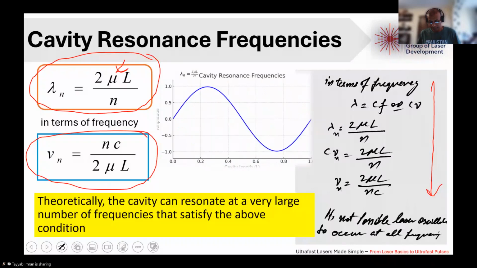Now, these frequencies are supposed to be in the cavity, even with a certain length. But not all of these frequencies can be amplified.